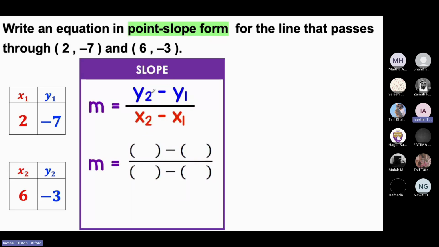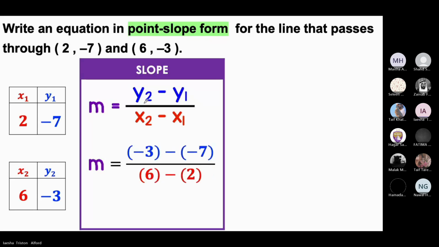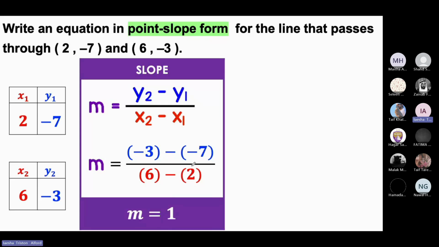The next part, part 2, is to write the formula. Make sure you write the formula and then put the parentheses. It's going to keep you from making the mistake with the positive and the negative. So y2 should be negative 3. Y1 should be negative 7. X2 should be positive 6. And x1 should be positive 2. Put it in the calculator. You're going to get m is equal to +1. Okay, so please make sure to put it in the calculator.